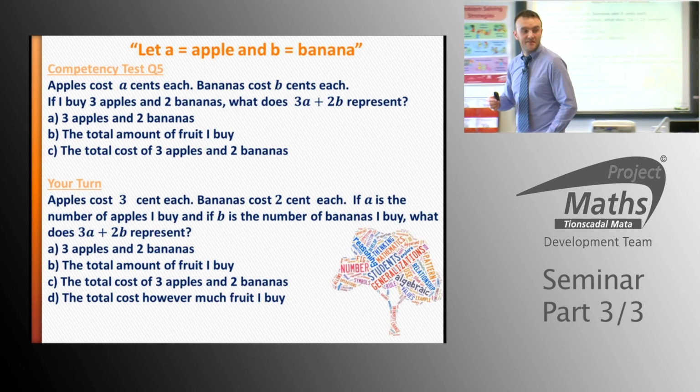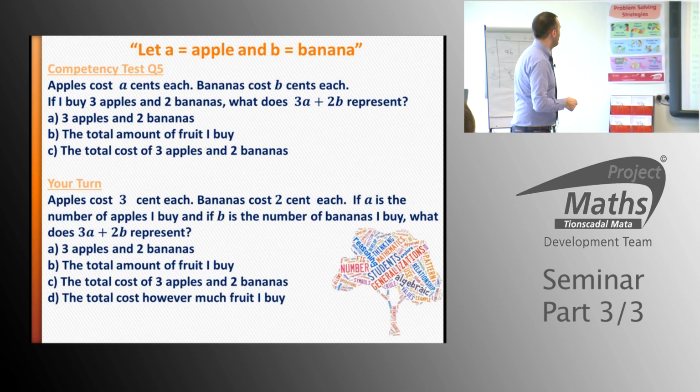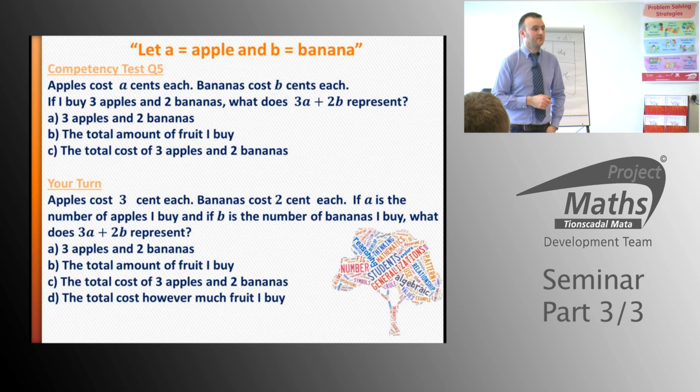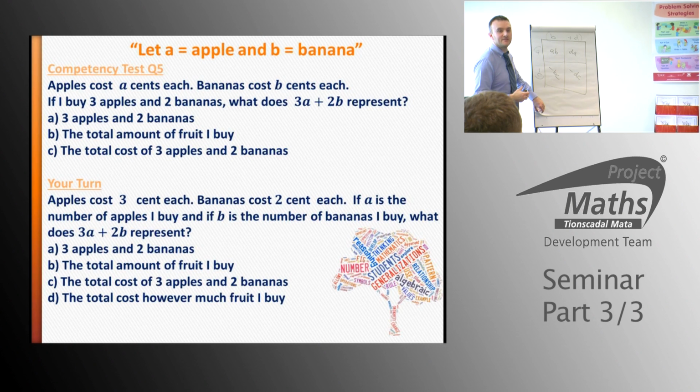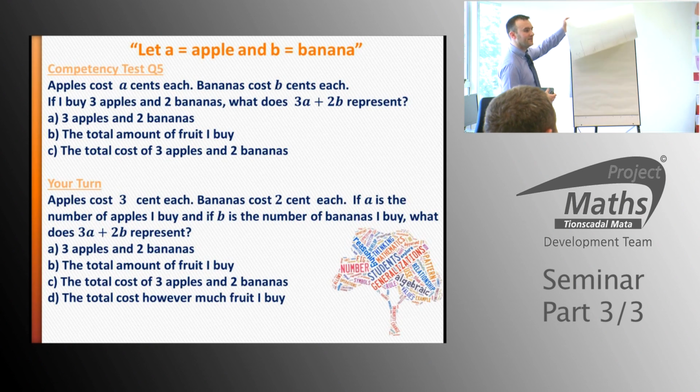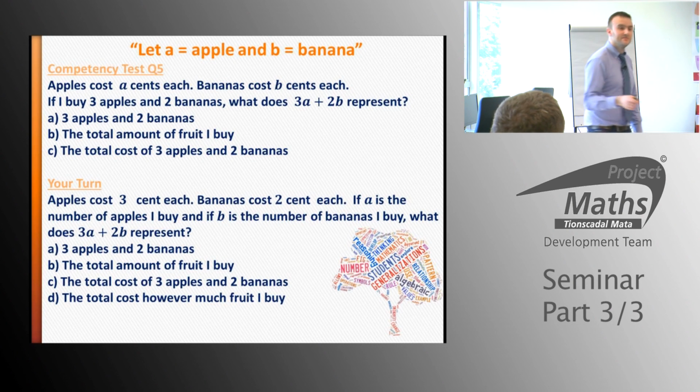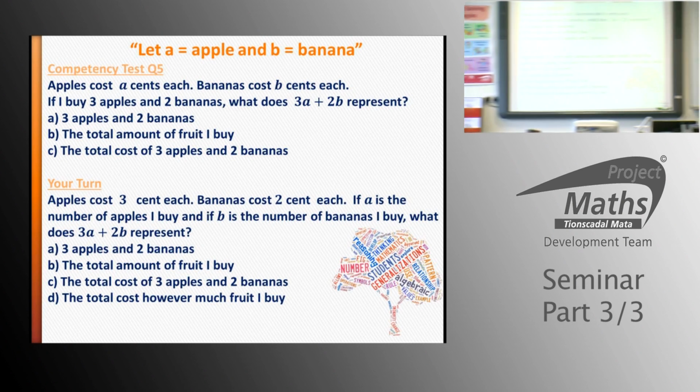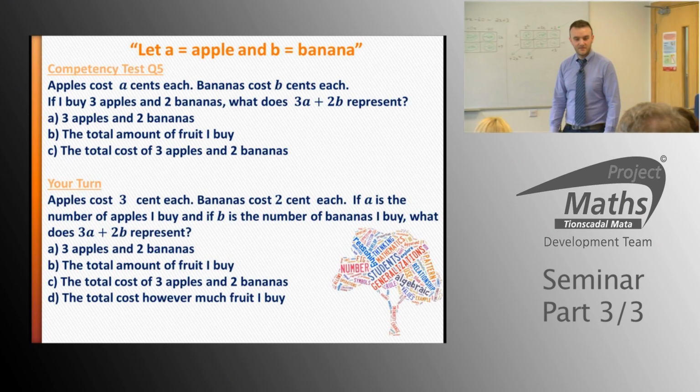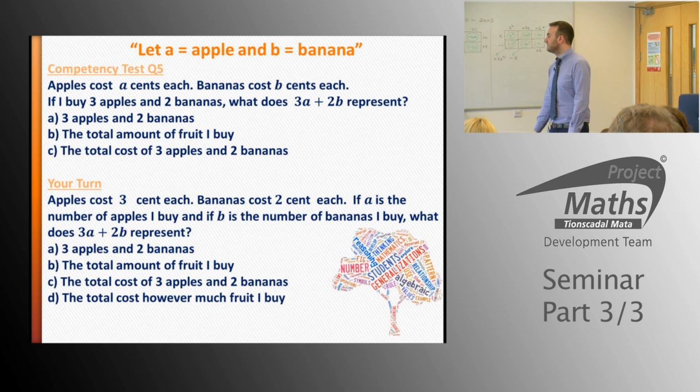What do you think? Right, so we have a vote for A. It's A, okay. It's B. It's C. Wow. Siobhan? It's D because it's the cost of, however, not much fruit I buy. It's just the number of dozens and bananas. It just says the number of bananas. Yeah.